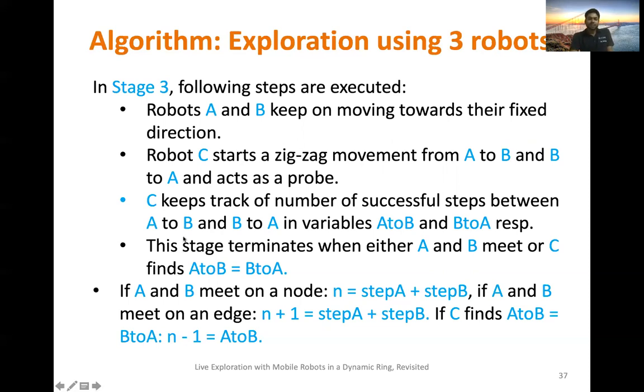Now, this stage terminates when either A and B meet, or C finds that the A-to-B variable equals the B-to-A variable. A to B means the number of steps from A to B, and B to A is the number of steps from B to A, because C is maintaining this zigzag counter. Now it is easy to say that if A and B meet on a node, then step A plus step B, because A and B are also counting these steps, is N. If A and B meet on an edge, then step A plus step B would be N plus 1. Now if C finds A to B equals B to A, then N minus 1 equals A to B. This is simply a calculation, and it's easy to see.